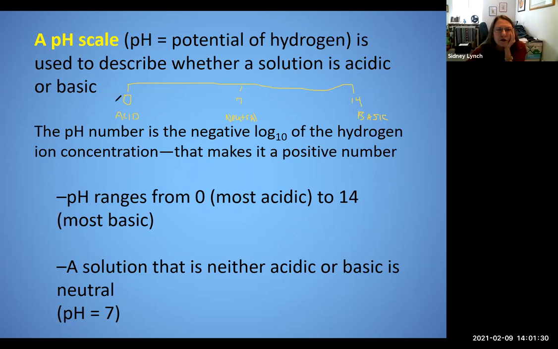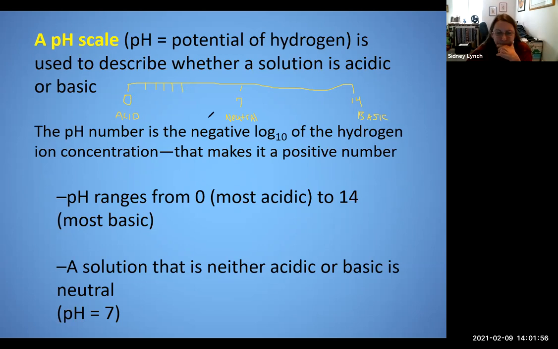So the closer to 0 it is, the more acidic it is, the closer to 14 the solution is, the more basic that solution is. So it's a negative log 10 scale. It's a negative scale in order to make the pH numbers positive, and it's a log 10 scale, and what that means is that every division is going to be 10 times the one before it.